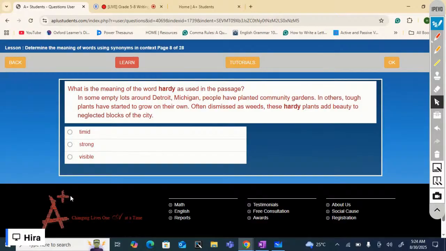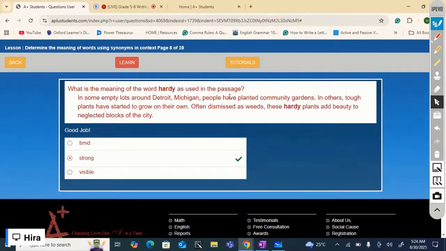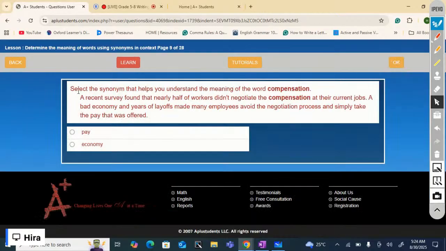What can be the possible meaning of the word hardy? Timid, strong, or visible? No, it's not visible. Hardy means tough, strong. It's okay. It's something that you must practice.